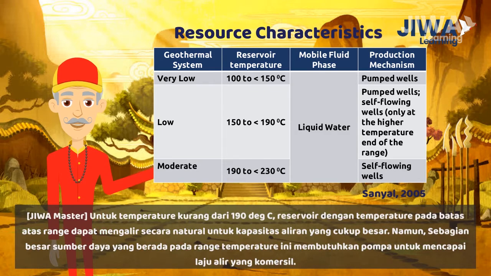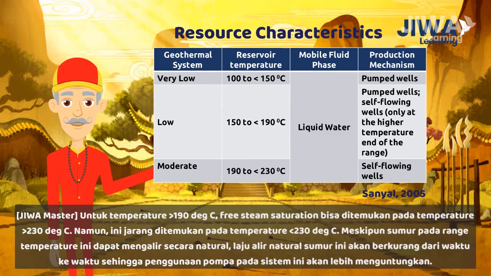For temperatures less than 190 degrees Celsius, the reservoir at the upper end of the temperature range might be self-flowing for relatively large flow capacity. However, most of the resources from this range of temperature need a downhole pump to achieve a commercial rate.